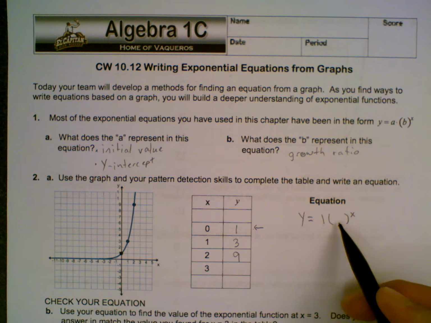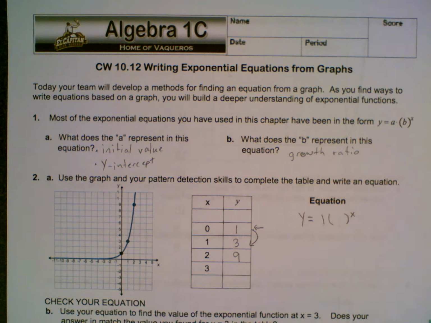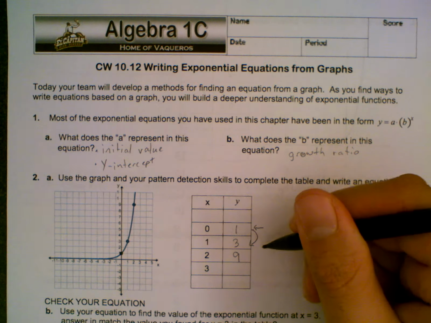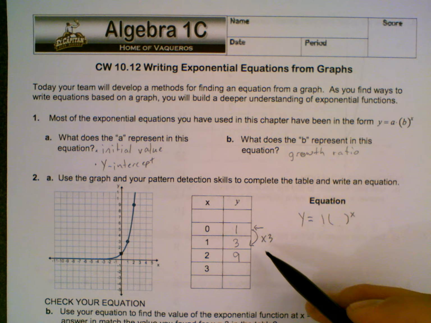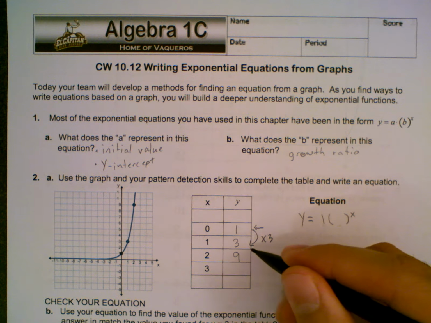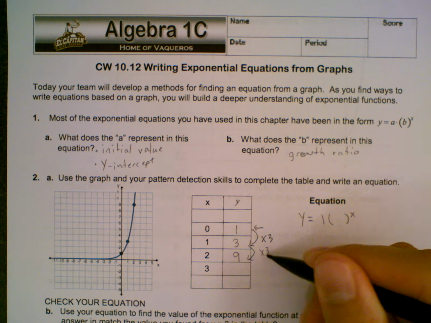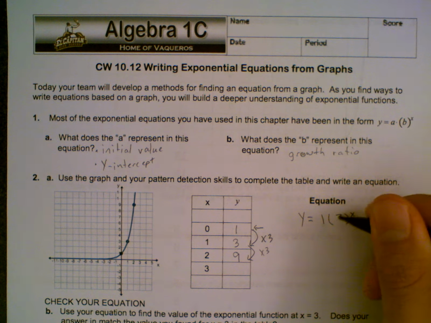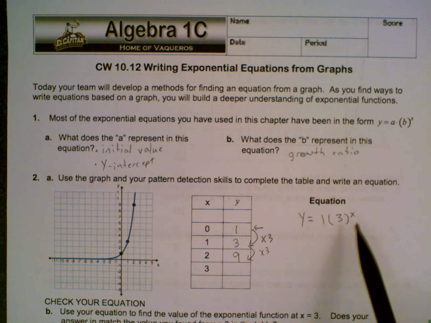The next thing we just have to find out is what's the growth ratio. So how do I get from 1 to 3? Hopefully by now you know that we're kind of looking for a multiplier. So in this case, how can I multiply to get 1 to 3? That'd be times 3. If you can't do that in your head, remember you can always do 3 divided by 1 to figure out what that number is. And then we just want to double check to make sure that works. If we keep going, 3 times 3 is also 9, so that is perfect. So our growth ratio is 3. So my equation is y equals 1 times 3 to the x.